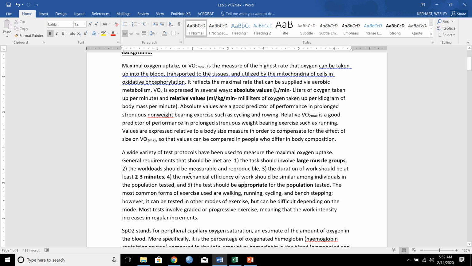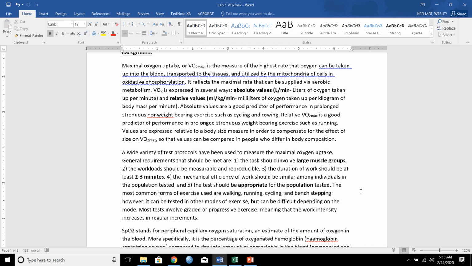And really, that has to do with an individual's experience with cycling or running or arm cycling. Individuals who are less experienced with running are typically less mechanically efficient at it. So then the VO2 max prediction isn't going to be as great.